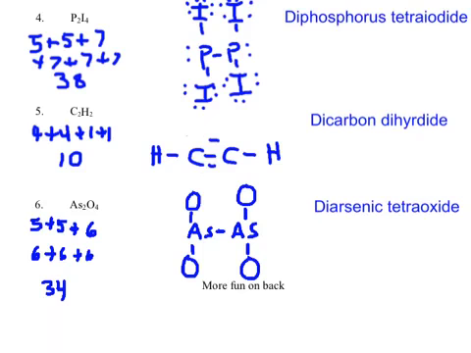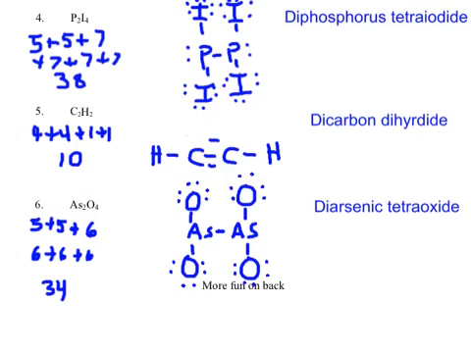Now I want to count and see how many of my 34 valence electrons I have used so far. I have used 2, 4, 6, 8, 10 of them. So I'm going to distribute the remaining in pairs and stop when I get to 34. So I've used up 2, 4, 6, 8, 10, 12, 14, 16, 18, 20, 22, 24, 26, 28, 30, 32, 34. I just ran out of electrons.